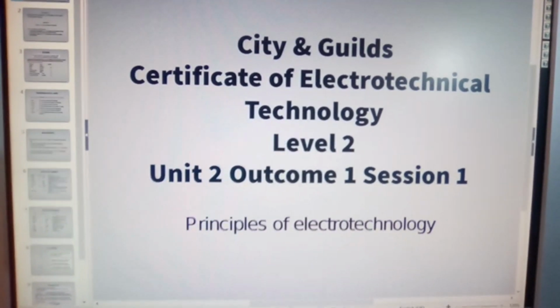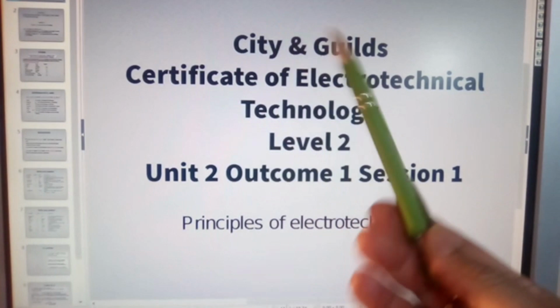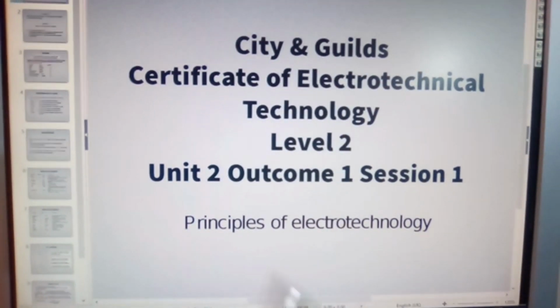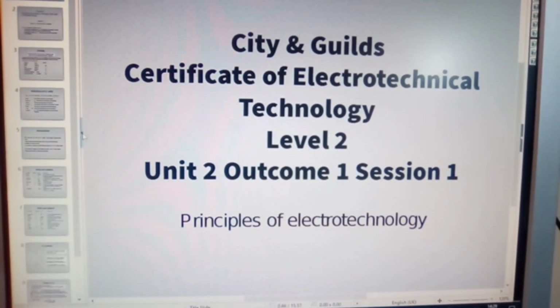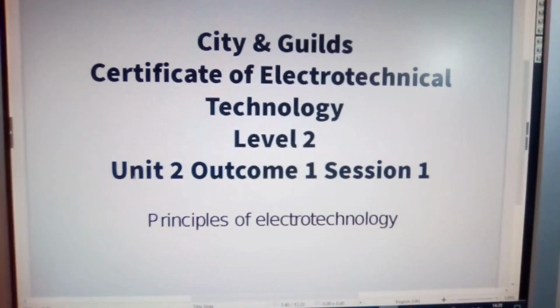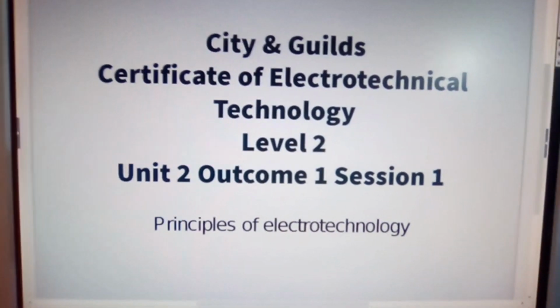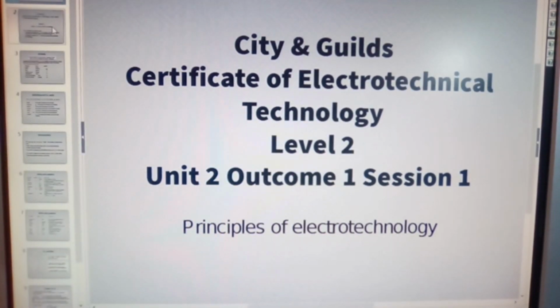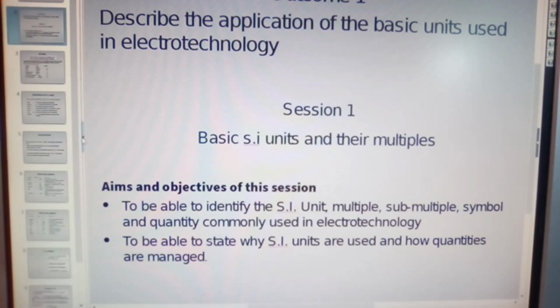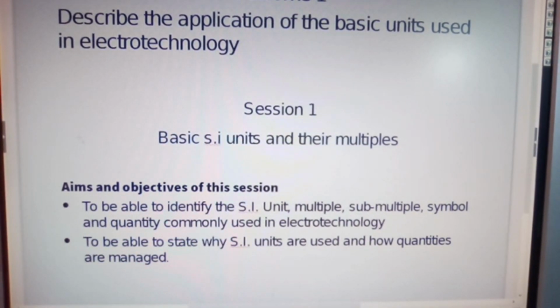What I want to do is continue with the Certificate of Electrotechnical Technology, and this is level 2 work. Principles of Electrotechnology. Outcome 1: describe the application of the basic units used in electrotechnology. Session 1: basic SI units and their multiples.